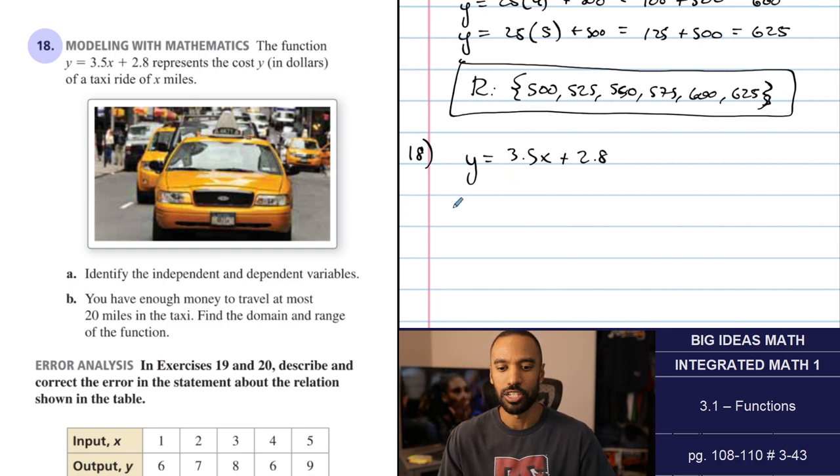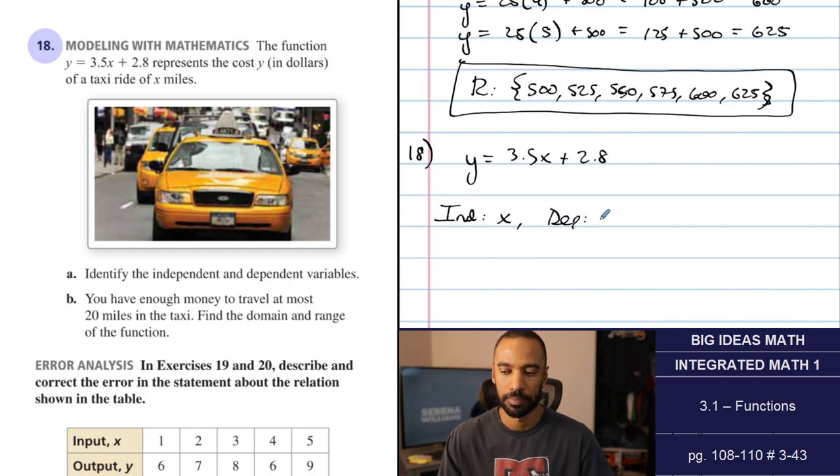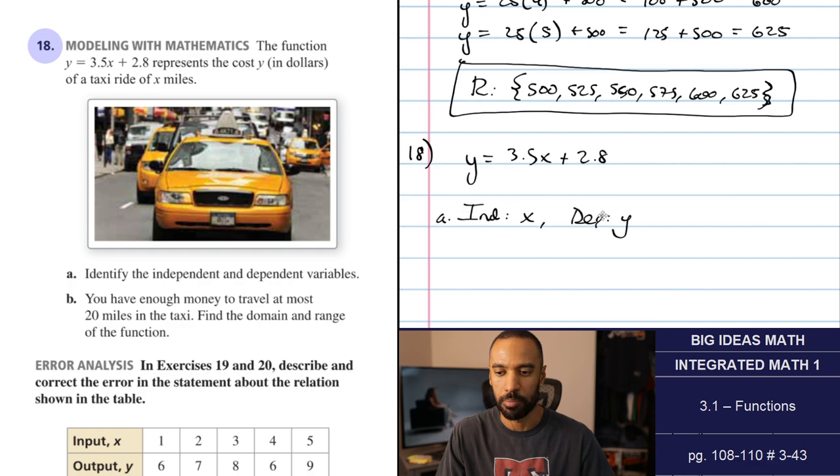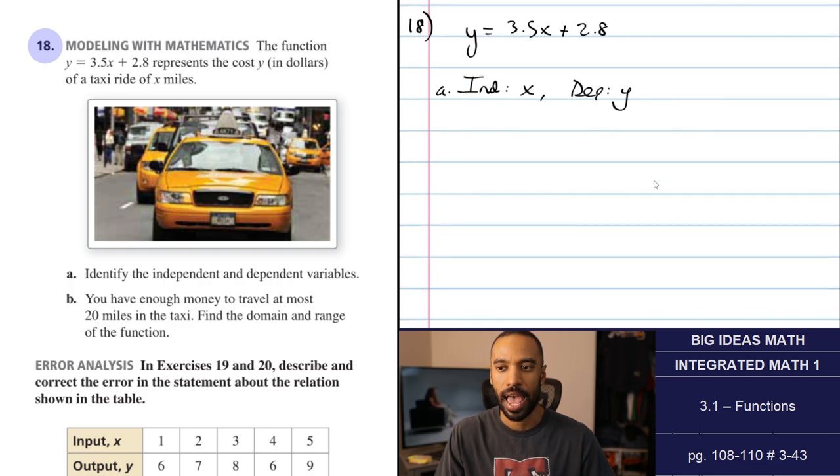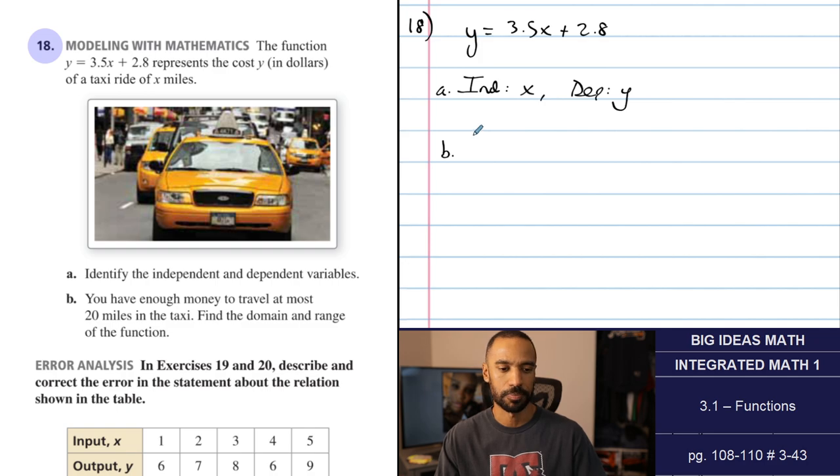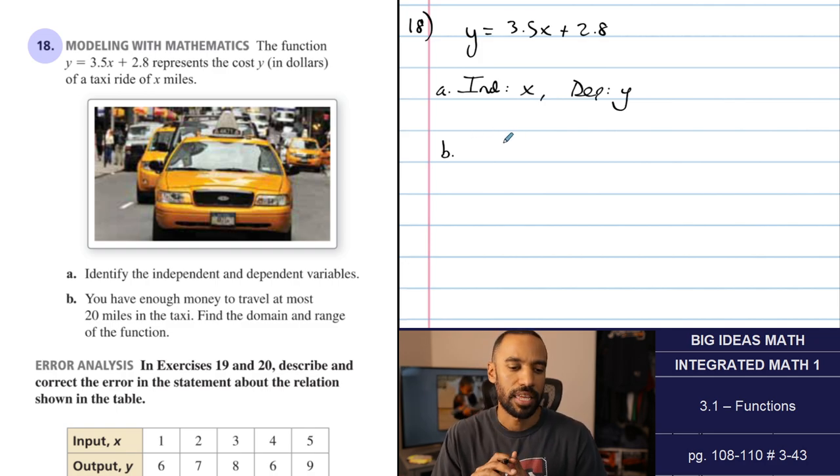Again, if we're talking just specifically variables, independent is X, dependent is Y. I'm going into that just for this problem here. It seems like, I think even the example problem they did that, but X also represents number of miles, Y represents number of dollars. So the number of dollars depends on the number of miles you drive. I think that makes sense. Part B. You have enough money to travel at most 20 miles in the taxi. Find the domain and range of the function.